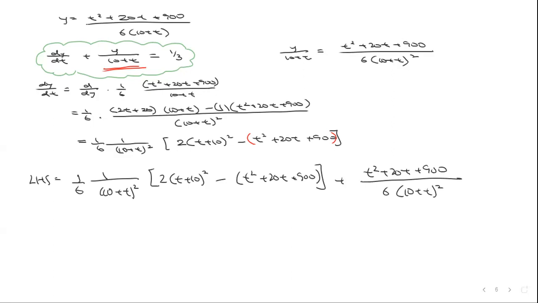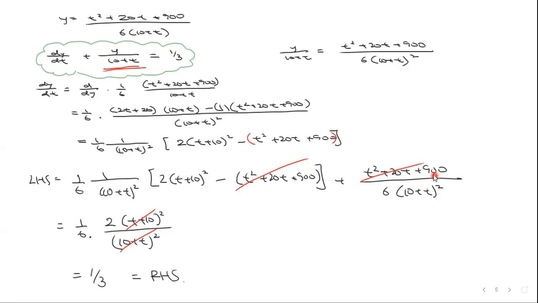Well, lo and behold, 1/6 times 10 plus t all squared, the denominator is the same. And you've got t squared plus 20t plus 900, minus, plus. Well, that just goes. You're just left with 1/6, 2 times 10 plus t all squared, all over 10 plus t all squared. That just goes, giving you 2 over 6, which is a third, which is the right-hand side as required.